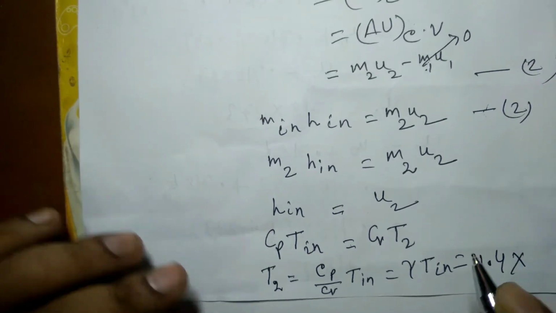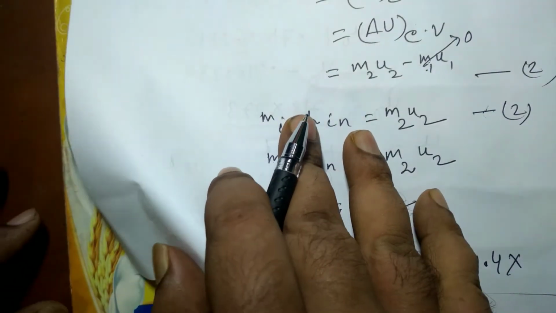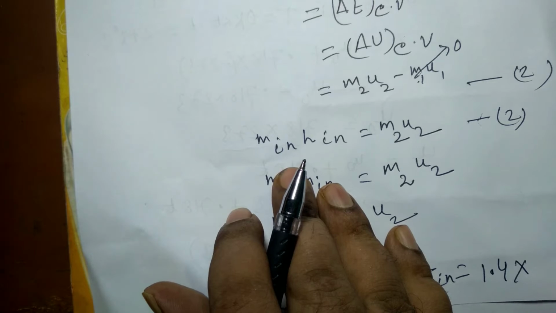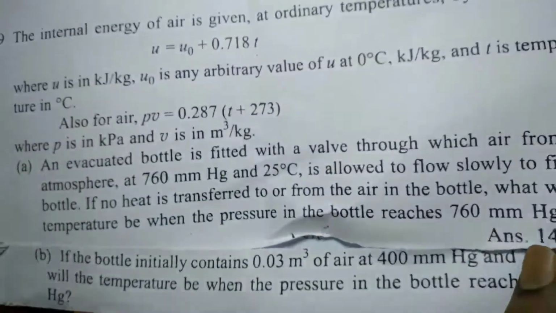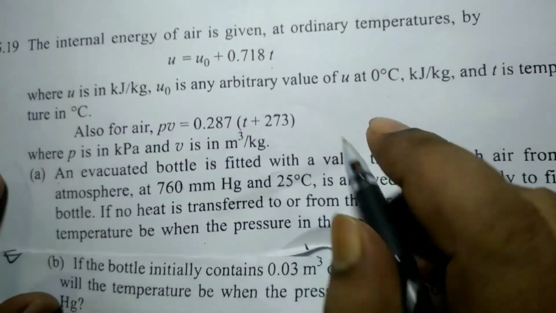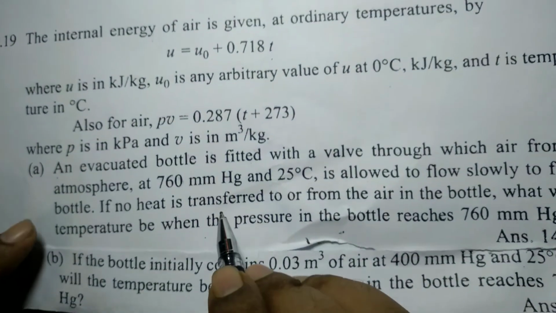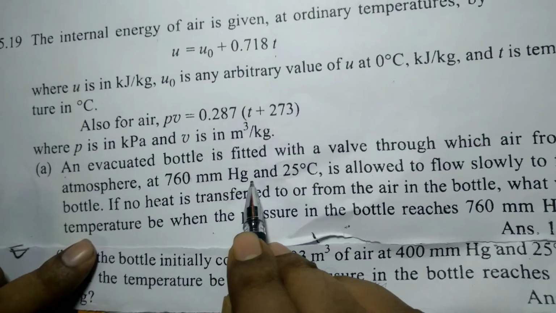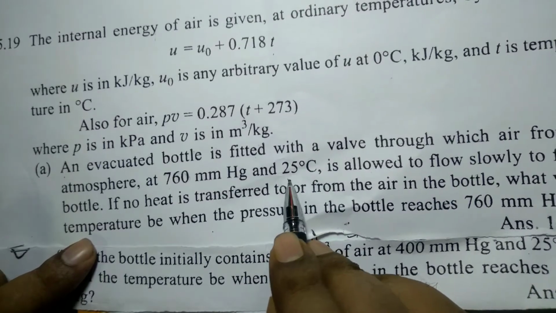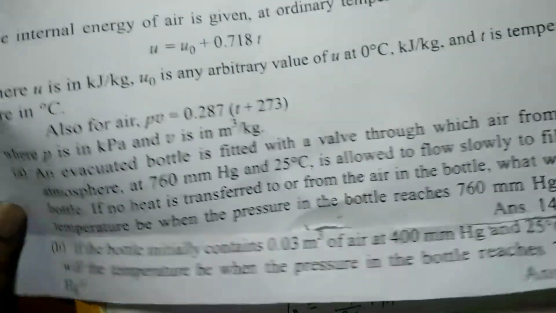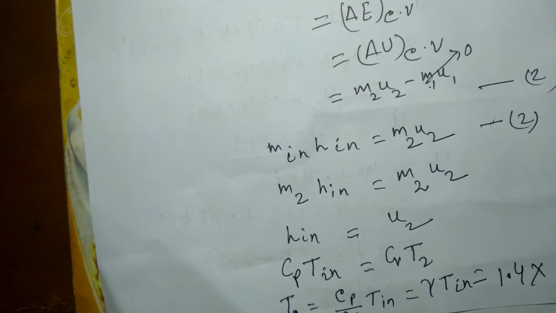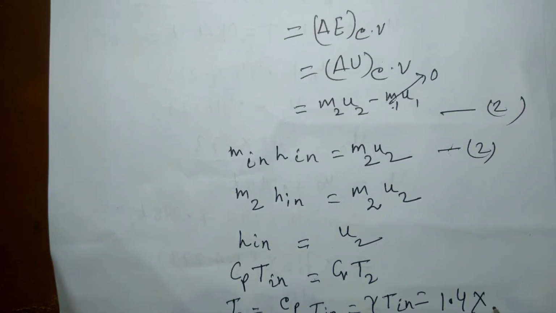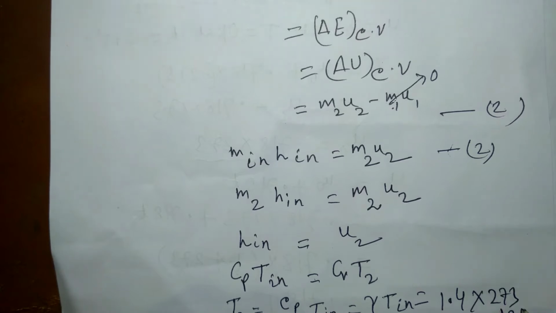T in is given to be the temperature of the supply line, which is written here: air from the atmosphere at 760 mm mercury and 25 degrees Celsius. So we have to convert that into Kelvin, 273 plus 25.